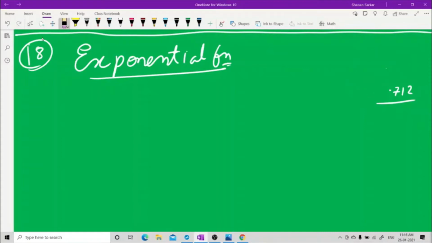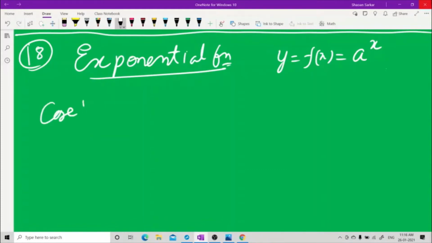Now let's come to the topic. Let me write down y equal to f(x) is equal to a to the power of x. A can be anything; A is basically greater than 0. Let me take A greater than 1 first. Case 1, that is A greater than 1.